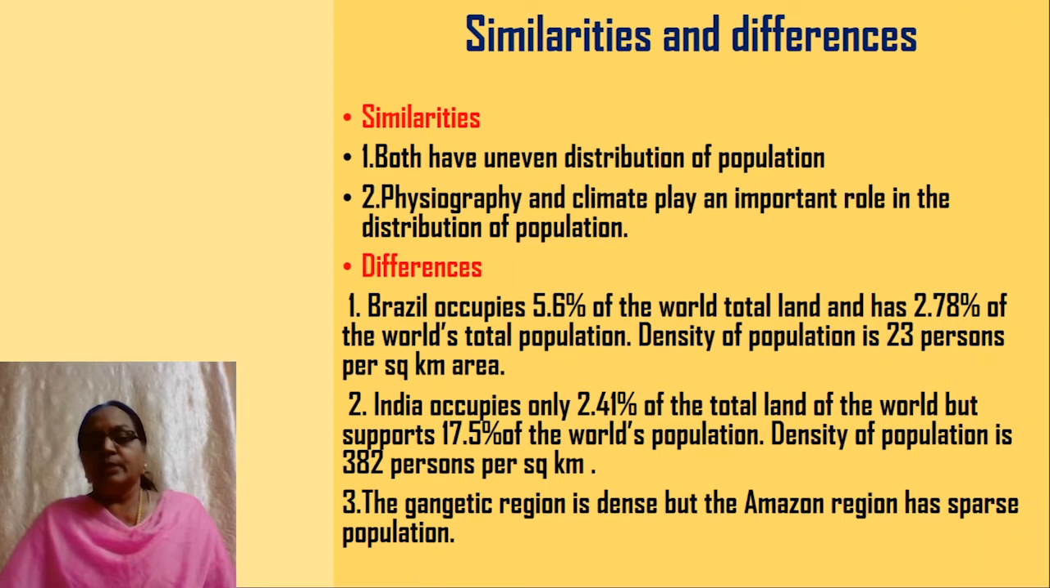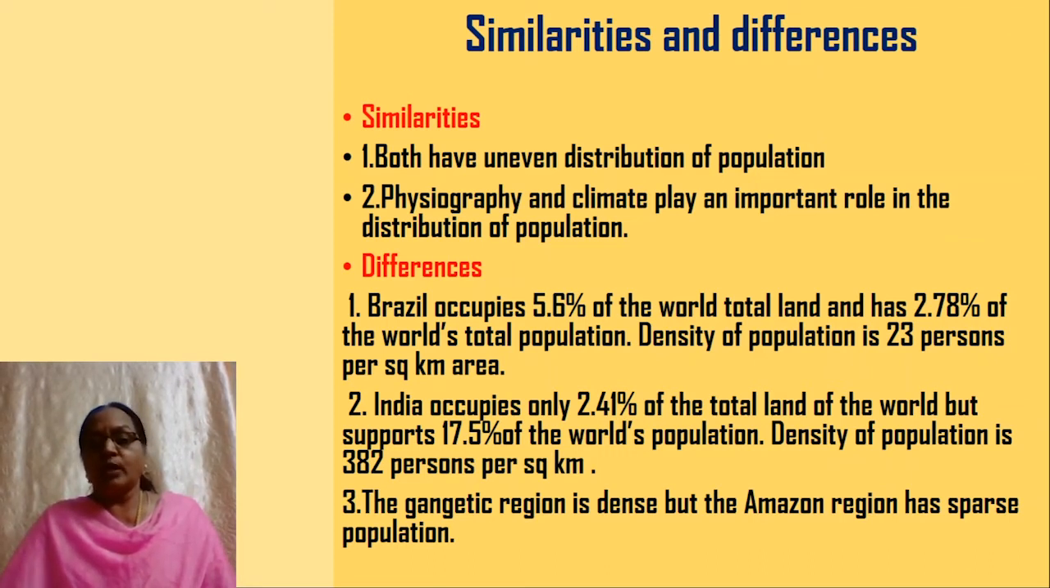What is the total land area occupied by Brazil when you compare it with the world? It is 5.6%. Brazil occupies 5.6% of the world's total land area and has 2.78% of the world's population. The density of population is 23 persons per square kilometer. Now, though it occupies more land area, you find density of population is very, very low.